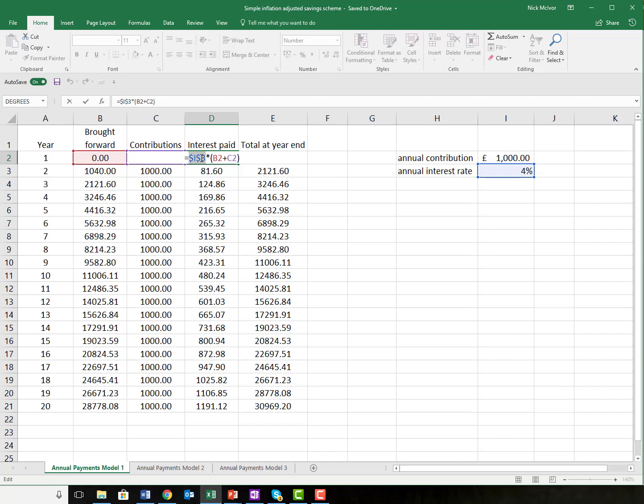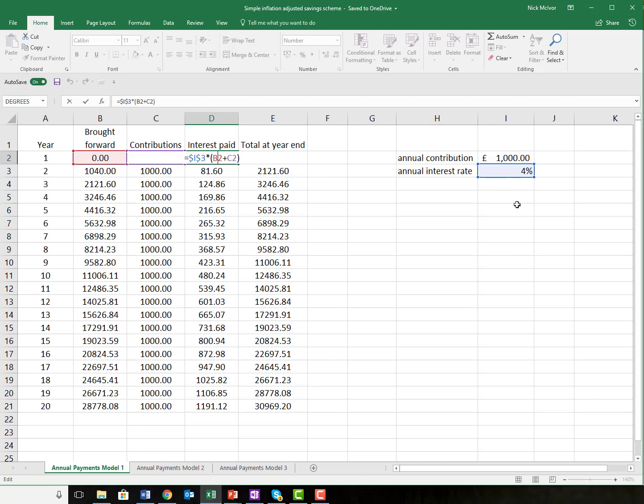Notice I put these dollar signs in here because that fixes my cell reference to this box here. Remember, Excel by default works with relative cell references. If I want to fix it to one particular cell, irrespective of where I am on the spreadsheet, I have to put in dollar signs. So I always want to look at this cell over here.